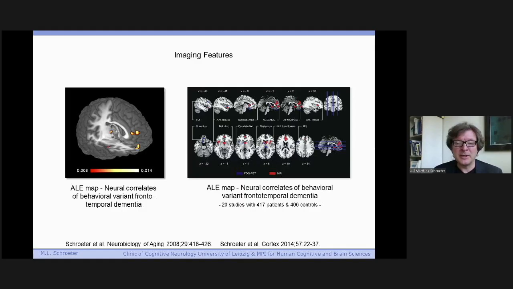We have redone this analysis by separating different imaging methods. Here, glucose metabolism, FDG PET, shown in blue, and MRI, structural MRI, illustrating atrophy in red. And again, you can see that frontomedian, anterior insula, and parts of the basal ganglia are affected, and we see a separation or dissociation between the different imaging modalities.